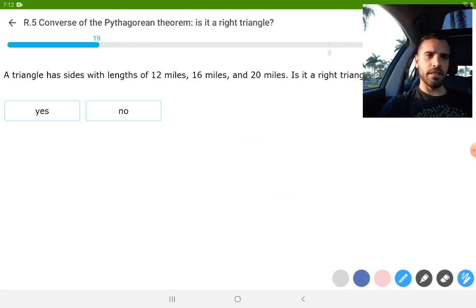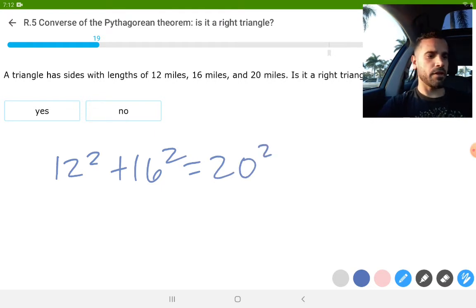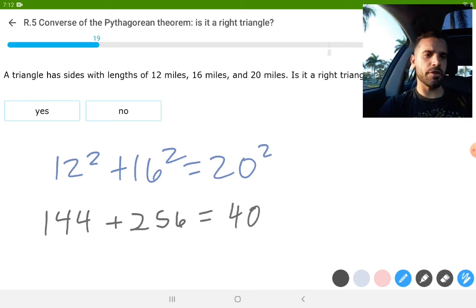All right, let's see if this one gives us a right triangle. So we have the side lengths as 12 miles, 16 miles, and 20 miles. Plug that into the Pythagorean theorem. So we have 12 squared plus 16 squared is equal to 20 squared. All right, so 12 squared is 144. 16 squared is 256, and 20 squared is 400.